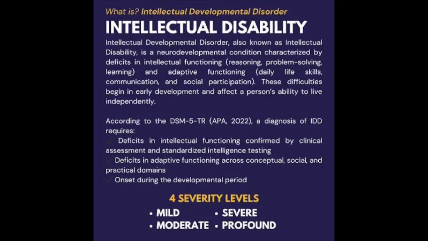The conceptual or the academic domain involves competency in memory, language, reading, writing, math, acquisition of practical knowledge, problem solving, and judgment in novel or new situations, among many other factors. The social domain involves awareness of others' thoughts, feelings, and experiences. This can also include empathy, interpersonal communication skills, ability to make friends, and also judge a social situation.